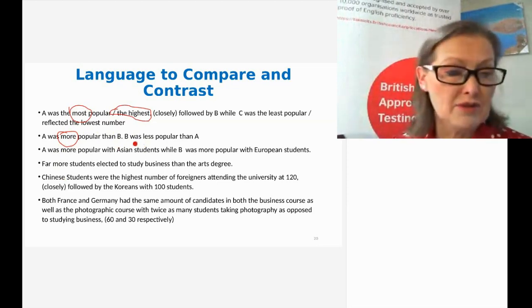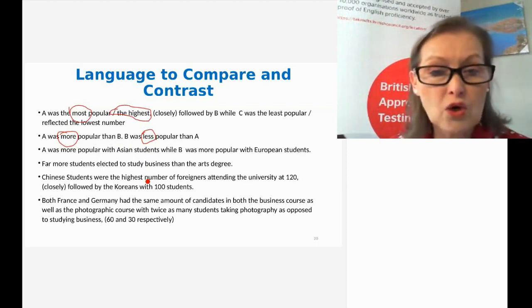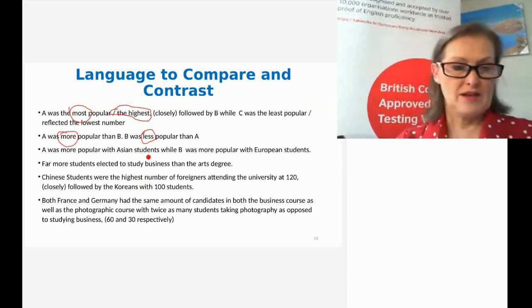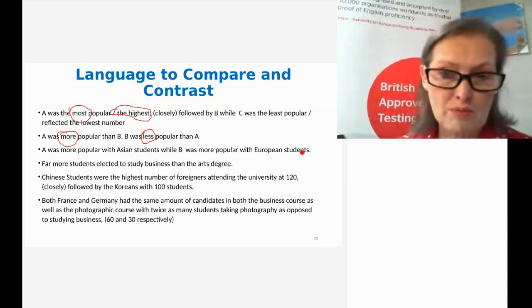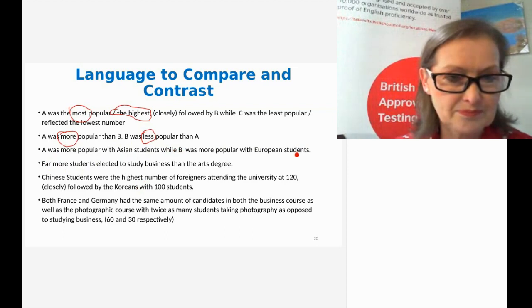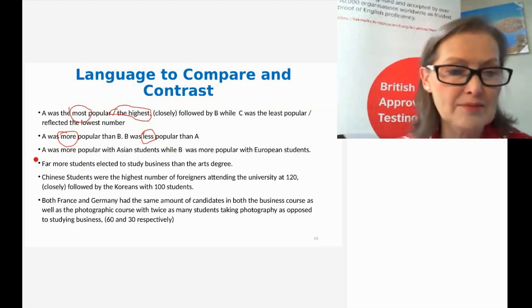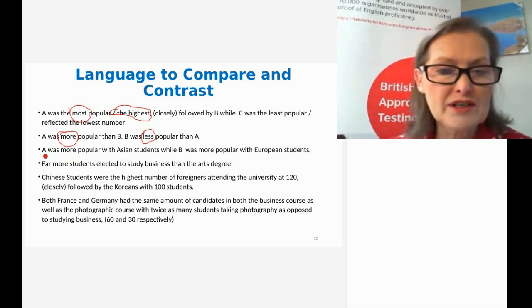I could say, for example, course A was more popular with Asian students, while course B was more popular with the European students. So the business course was more popular with Asian students, while the photography course was more popular with European students. I'm also looking at little phrases like "far more students elected to study business than." So once again, I'm looking at that "far more," my adverb to describe how much more. And once again, using "more than."